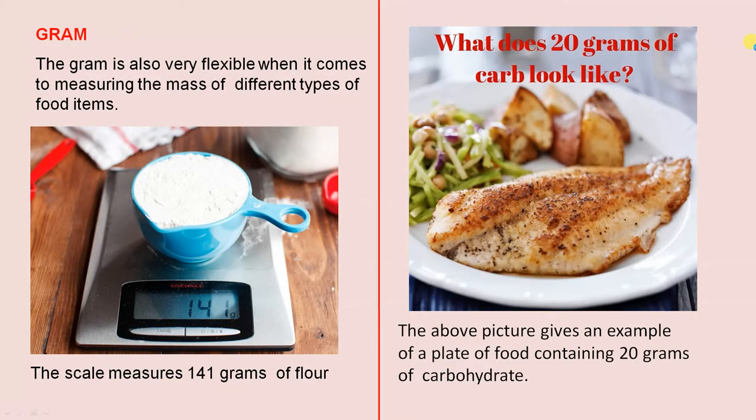The gram. The gram is also very flexible when it comes to measuring the mass of different types of food items. The scale measures 141 grams of flour. What does 20 grams of carb look like? The above picture gives an example of a plate of food containing 20 grams of carbohydrate.